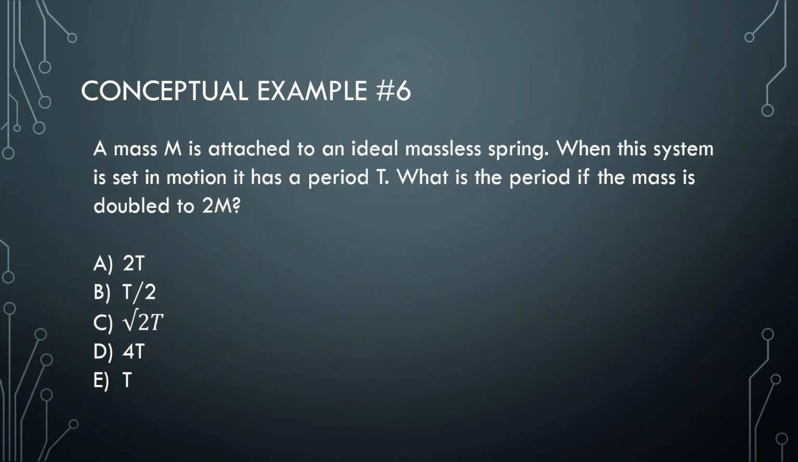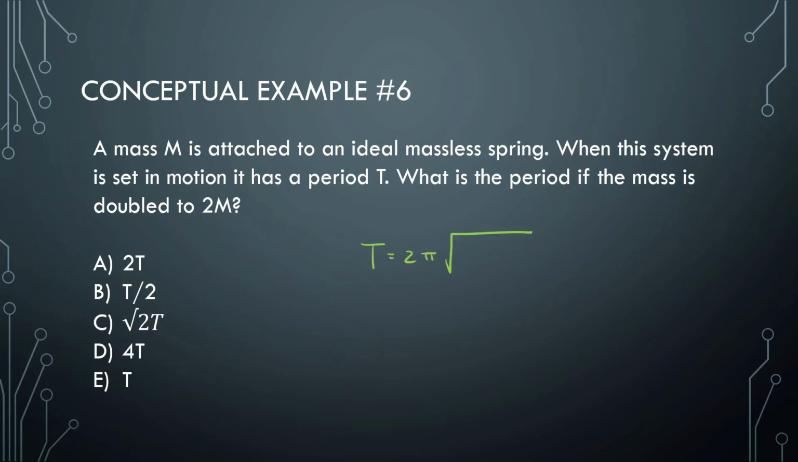Okay, moving on. If a mass m is attached to an ideal massless spring, when this spring is set in motion, it has a period T. What is the period if the mass is doubled to 2m? Again, you could draw a picture if you want, but more importantly, we want to look at the equation we're going to be using for this.